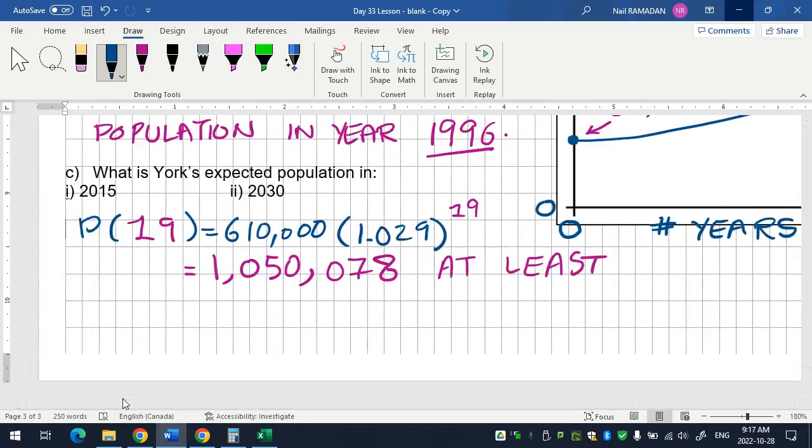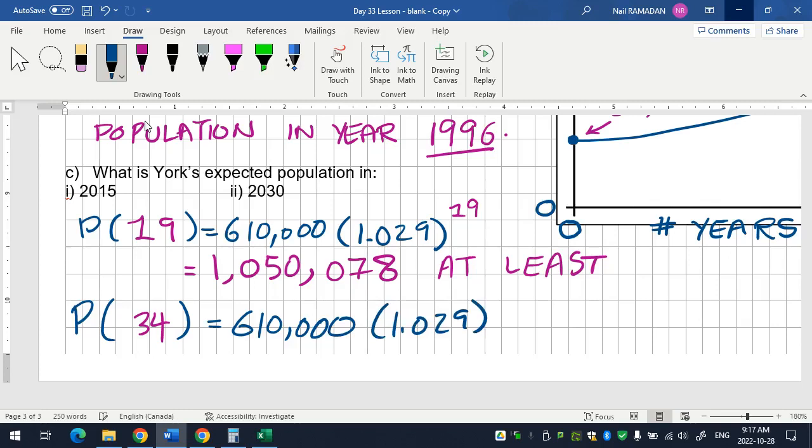So what do I do now? Nothing. I will repeat the exact same calculation, but with P at 34 years. Go ahead, everyone. By the way, do you expect the population in 2030 to be the same as in 2015 or more? We're saying it's increasing, so it has to be more for sure. So P equals 610,000 times 1.029 to the power of 34. Let's see how many people at least we have.